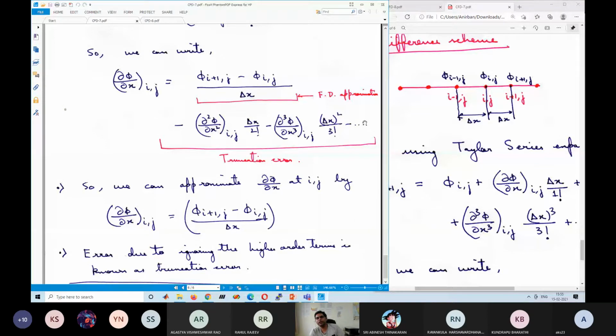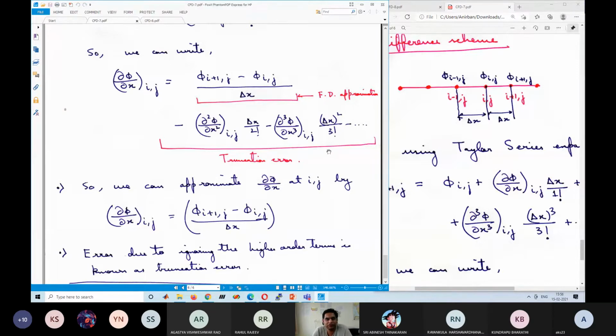Yes, that is also true. Okay, that is another way of representing. Even we can say (phi i plus 1, j minus phi i minus 1, j) by 2 delta x, and intuitively it feels more accurate because you are taking equal representation from both sides. That is another way of representing.